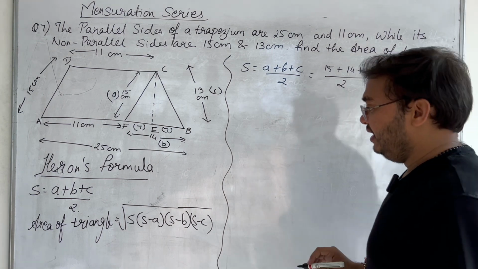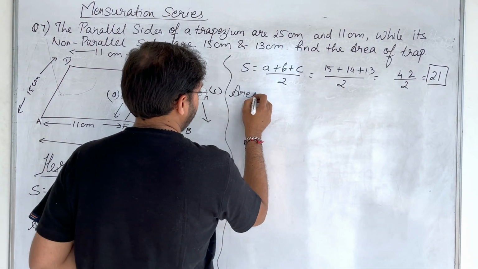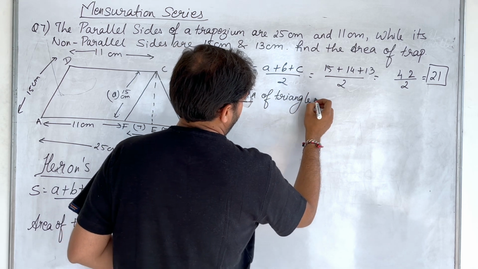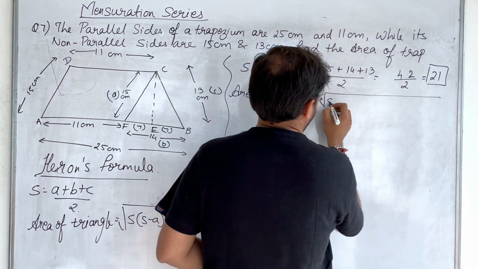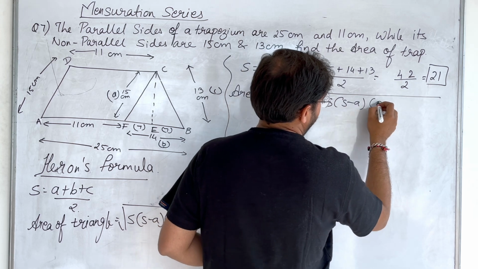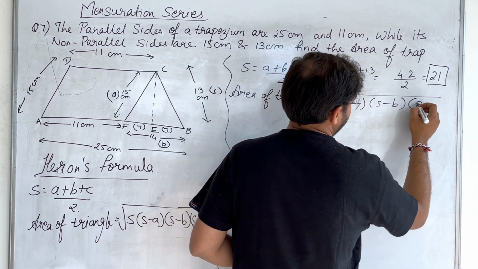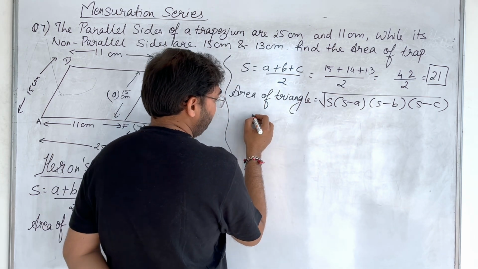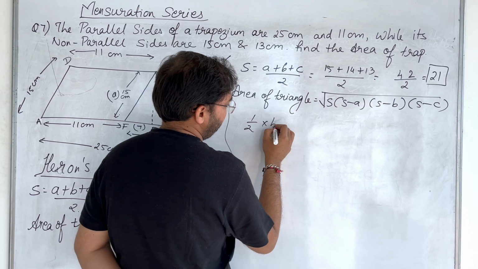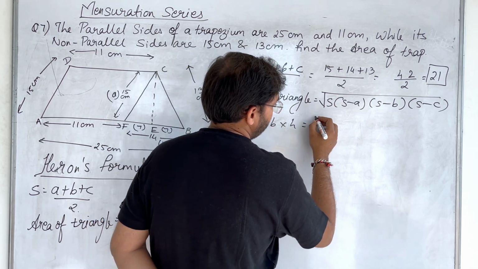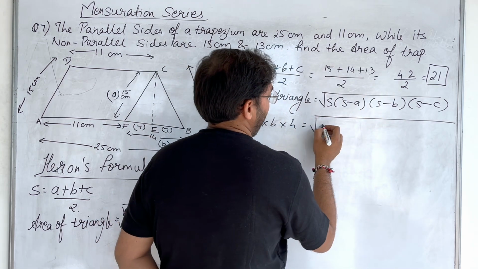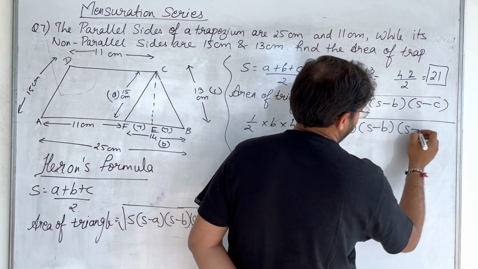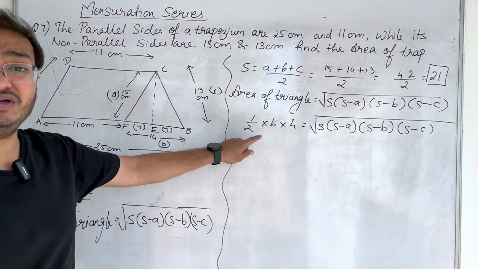21 is my S. Now we are going to find the area of triangle, which is equals to square root of S into S minus A, S minus B and S minus C. Our area formula, we can also write it over here, that is half into base into height, which is equals to this: S minus A, S minus B, S minus C. Why am I writing this formula? Because I have to find height.